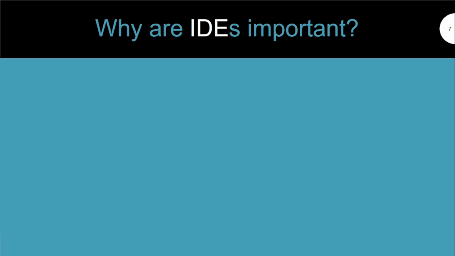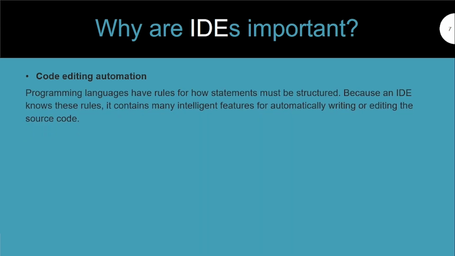But why exactly are these IDEs so important? First of all, they have coding automation. It means programming languages have rules for how statements must be structured. Because an IDE knows these rules, it contains many intelligent features for automatically writing or editing the source code.